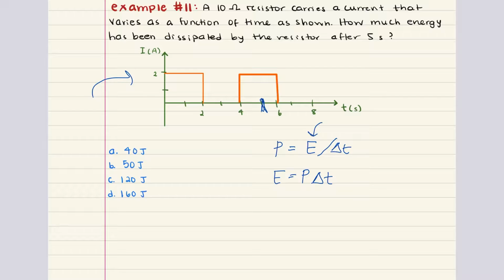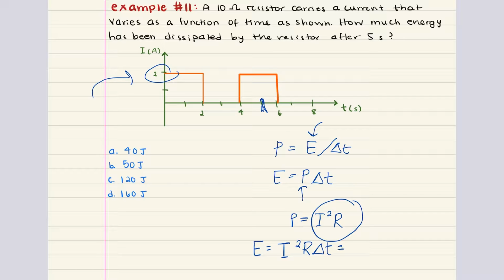Now, in this 5-second interval during which the resistor is active, it has 2 ampere current for 3 of those seconds. That's important because we can redefine this power term. Power is equal to current squared multiplied by resistance. And if we plug this in for power in our energy equation, we get that energy is equal to current squared multiplied by resistance multiplied by change in time. And we have all 3 of those variables, so we can plug them in and calculate for energy.